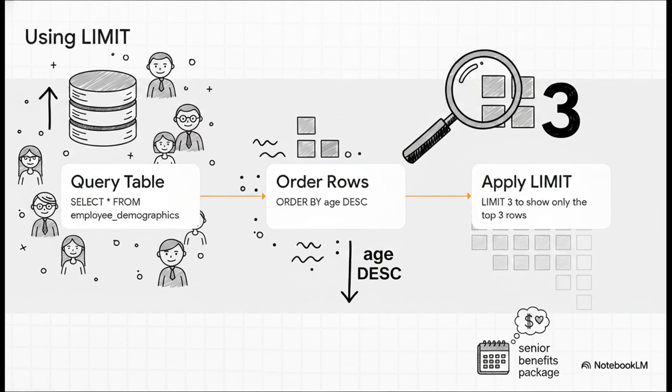So what does this actually do? It solves a very real-world HR use case. Imagine human resources needs to efficiently identify the top 3 oldest employees to prepare a new senior benefits package. By combining order by with limit, you completely bypass all those thousands of irrelevant rows and extract exactly those 3 specific individuals in just a fraction of a second.